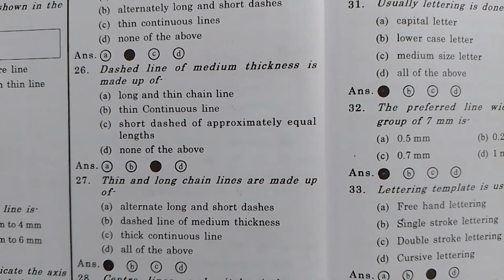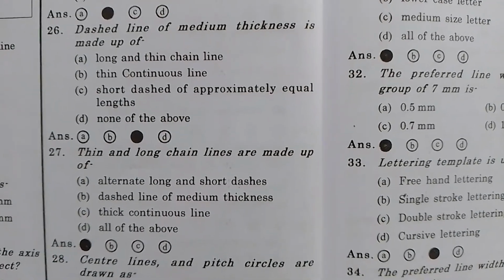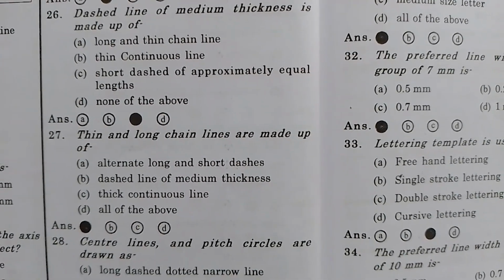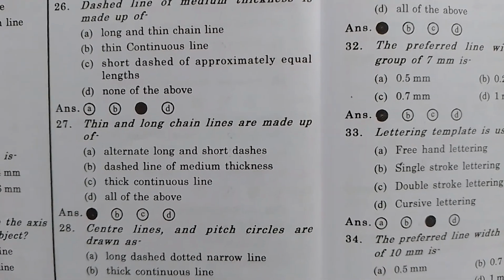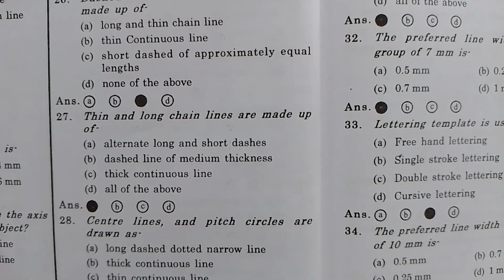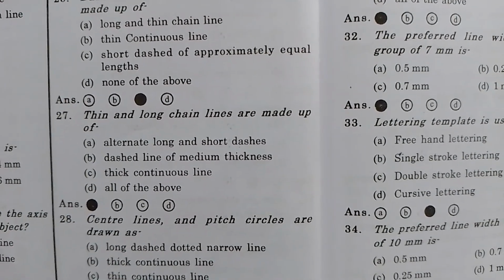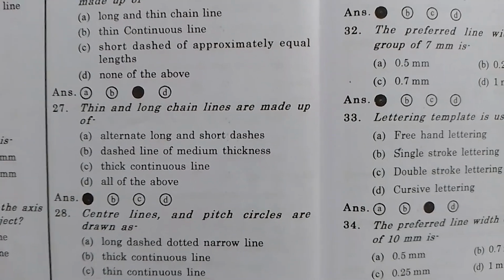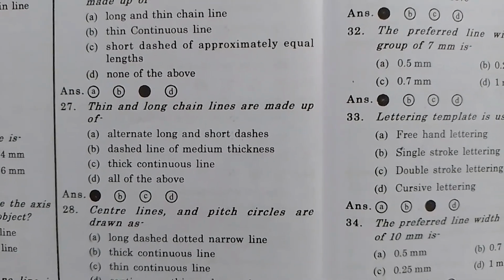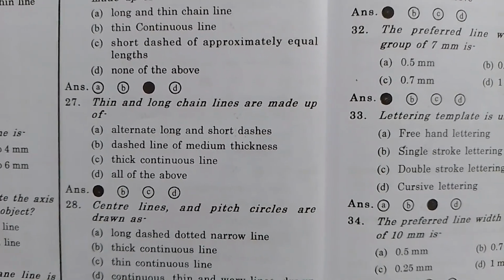Question number 27. Thin and long chain lines are made of: alternate long and short dashes, dashed line of medium thickness, thick continuous line, all of the above. So option number A is correct. Alternate long and short dashes.